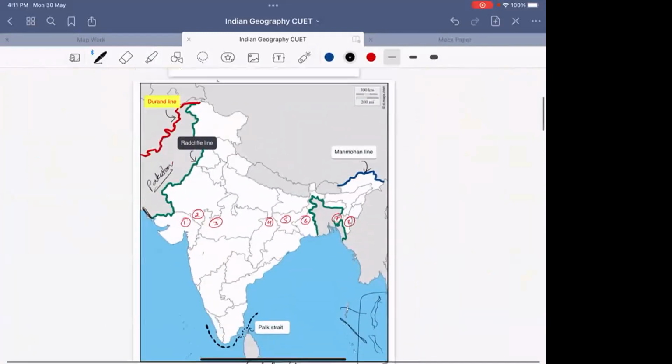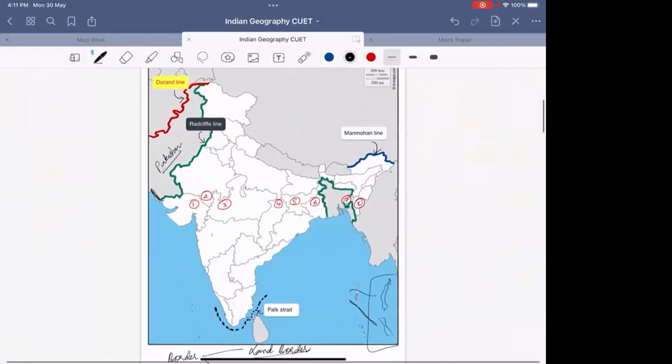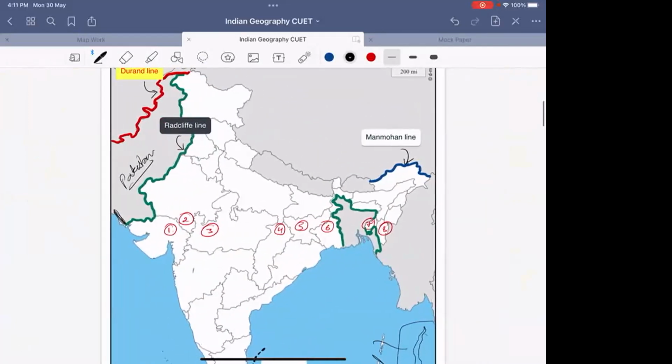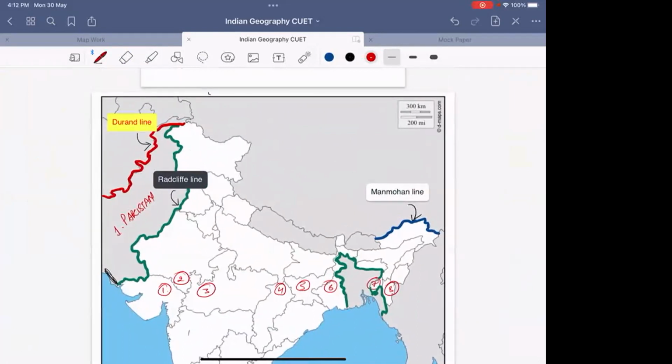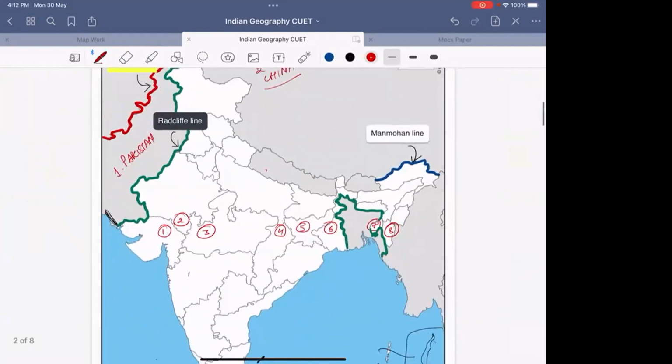It will be easy for you if you have the map. Looking at the map, we will start with the west side. Pakistan is the first country that shares its land border with India. Moving on, second is China. Third country is Nepal.